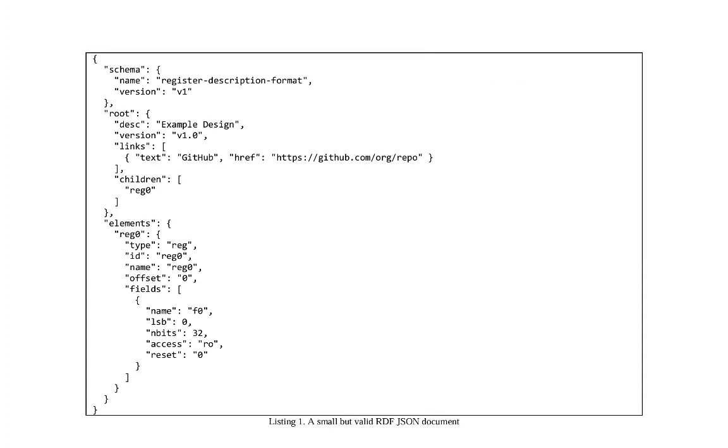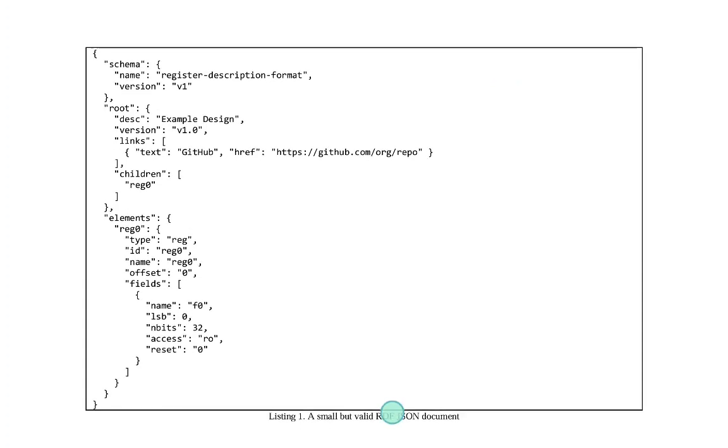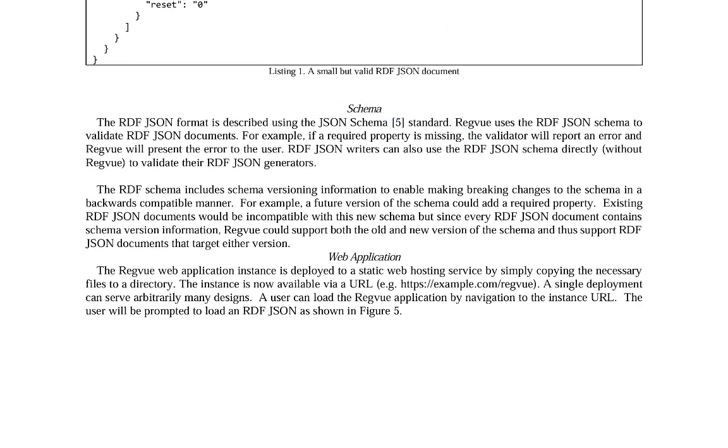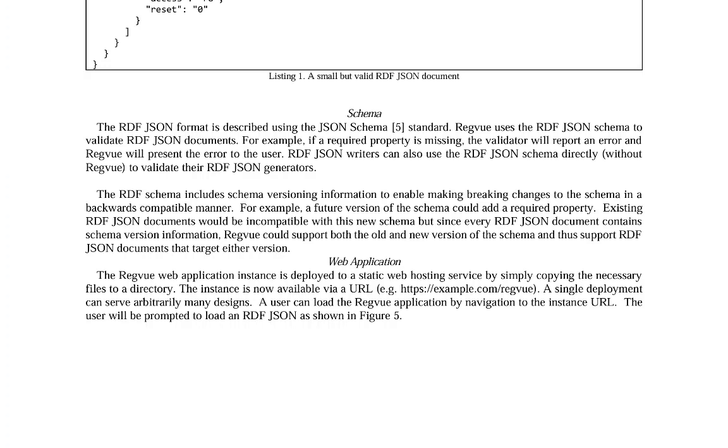This is listing 1, a small but valid RDF JSON document. Schema. The RDF JSON format is described using the JSON schema standard. Regvue uses the RDF JSON schema to validate RDF JSON documents. For example, if a required property is missing, the validator will report an error, and Regvue will present the error to the user.